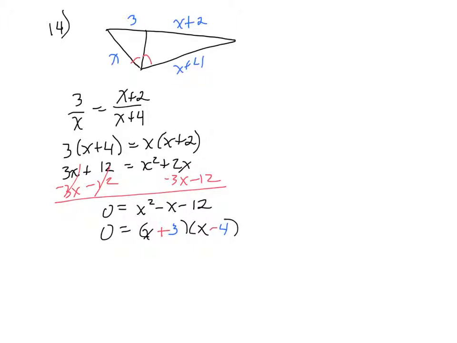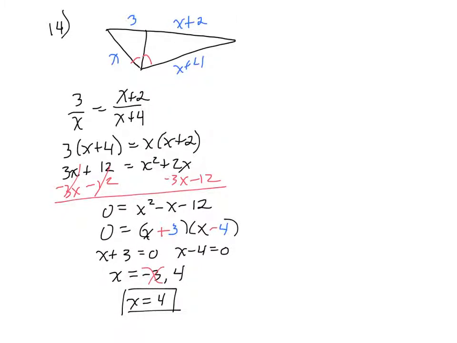So then don't you set x plus 3 equal to 0 and x minus 4 equal to 0 to solve? What can x equal? Negative 3 and positive 4. Is x able to be negative in the picture? No. So that's extraneous. We throw that out. And our only answer is x is 4. Okay? And then the last one that I want you to do is number 16.